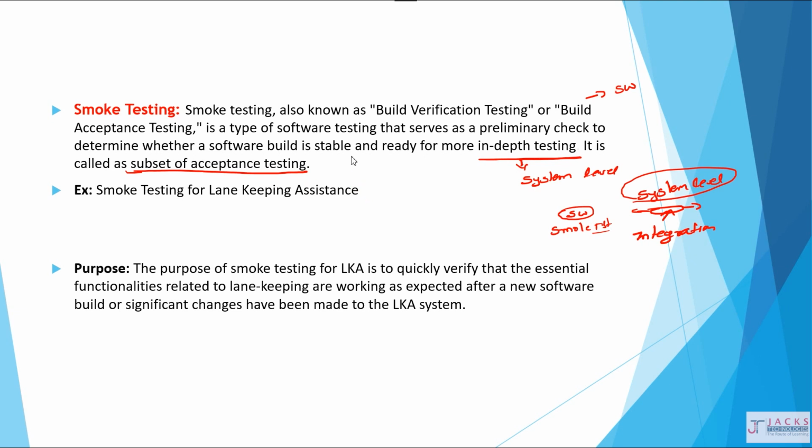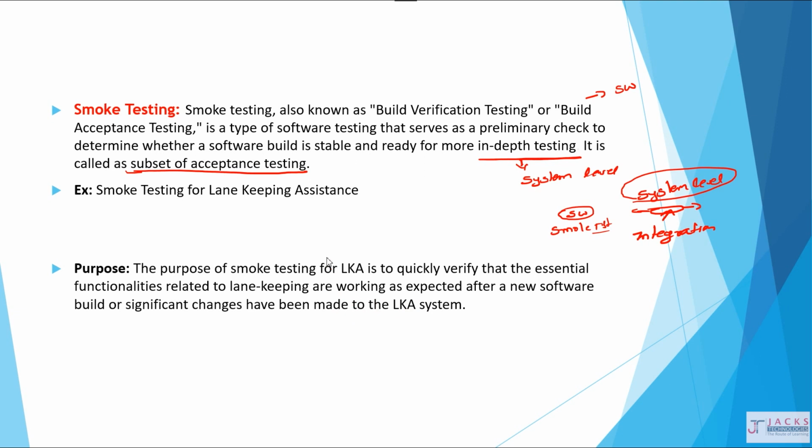Let's assume you are testing the lane keeping assistance at system level. Now, in smoke testing, you have to accept this lane keeping assistance software. How do you accept? First, you should get smoke testing reports. What will be mentioned in the smoke testing reports, we'll see. The purpose of smoke testing for LKA is to quickly verify the essential functionalities related to lane keeping are working as expected after a new software build or significant changes have been made to the LKA system.